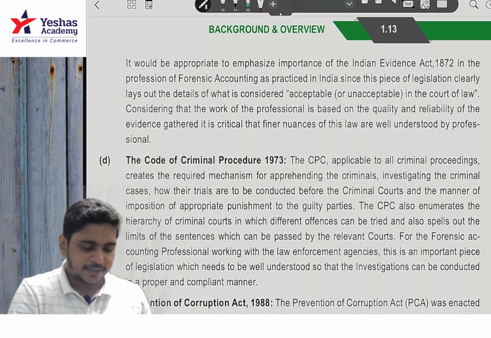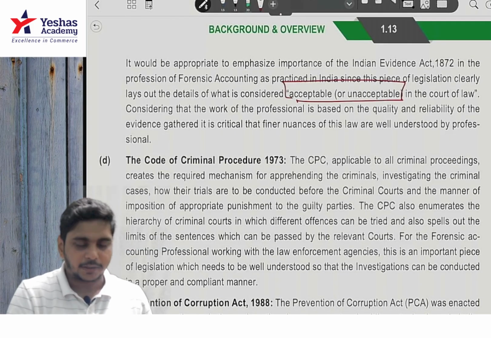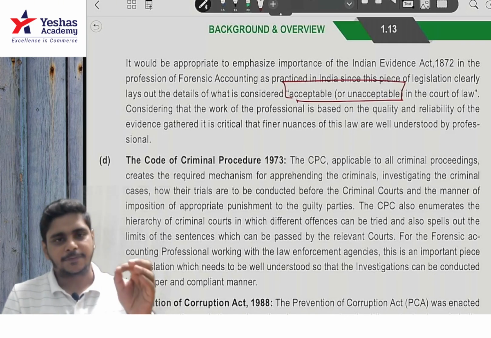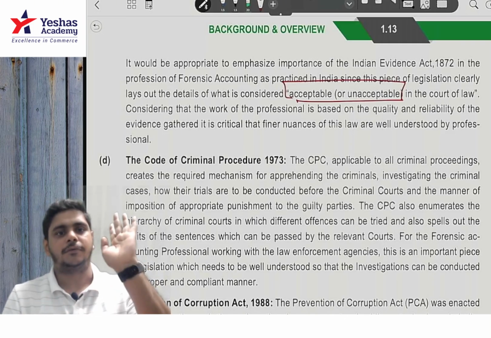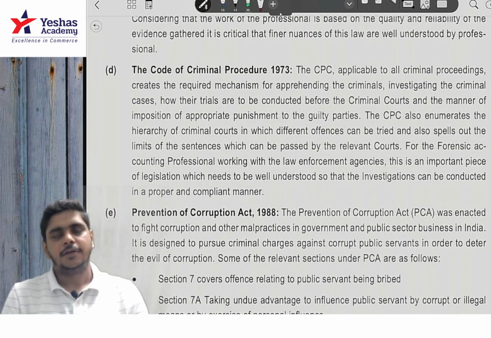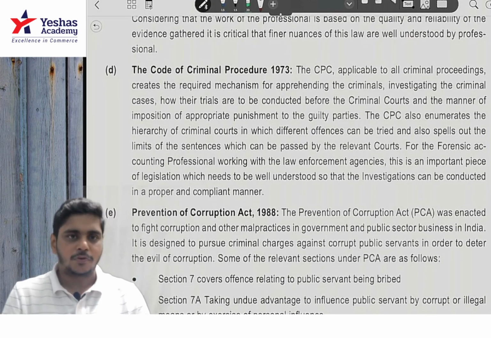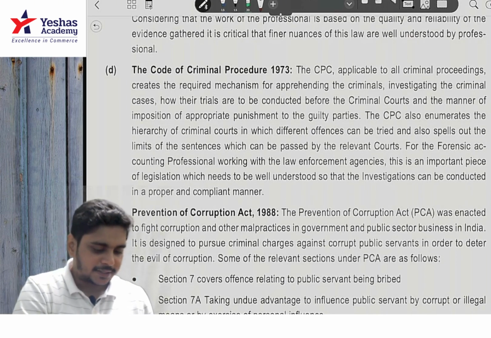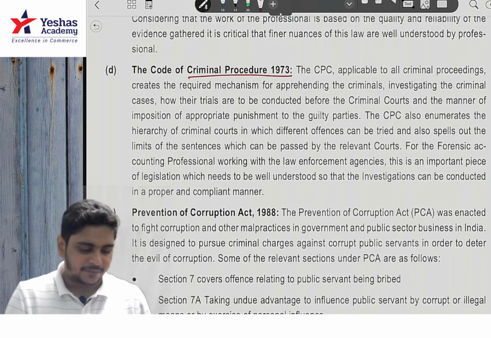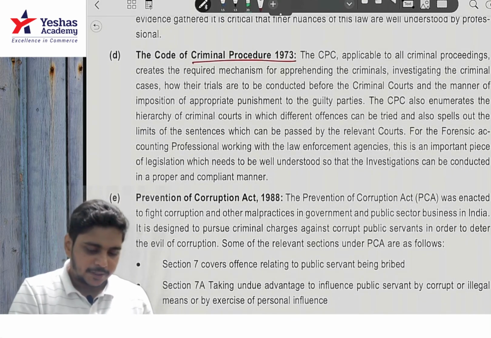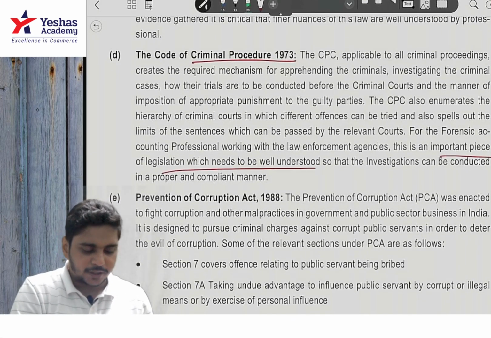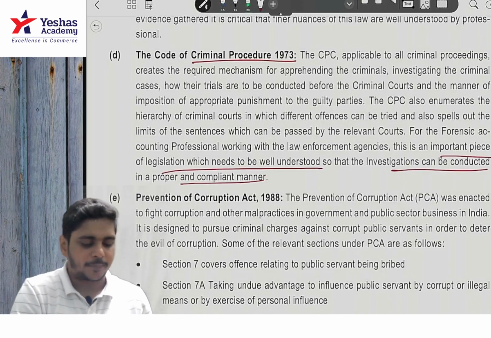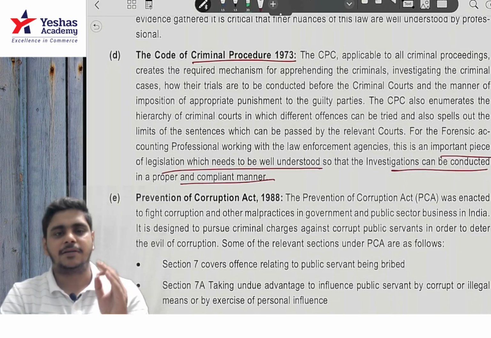So whether an evidence is acceptable or unacceptable will be determined as per the Indian Evidence Act. So it's very important. Then next is the Criminal Procedure Code, Code of Criminal Procedure 1973. It is an important piece of legislation which needs to be understood so that the investigation can be concluded in a proper and compliant manner. So the next act is Criminal Procedure Code.